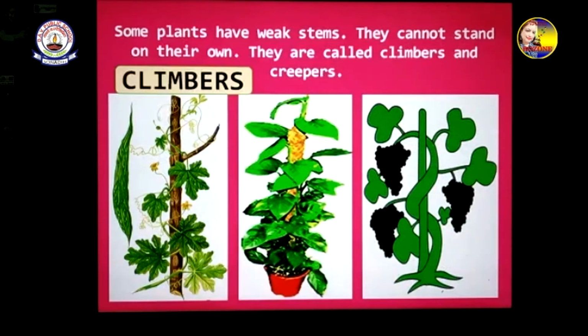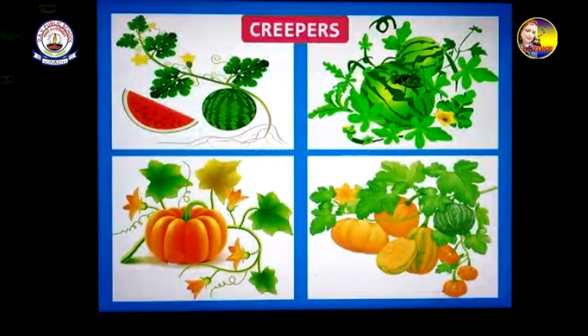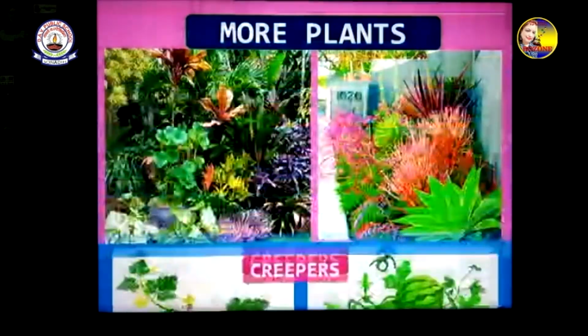And there are some plants which grow on the ground only. They are spreading their full part on the ground. They cannot climb up. They are very weak. They are called creepers. So these are creepers. You can see watermelon and pumpkin plants and all these are creepers.